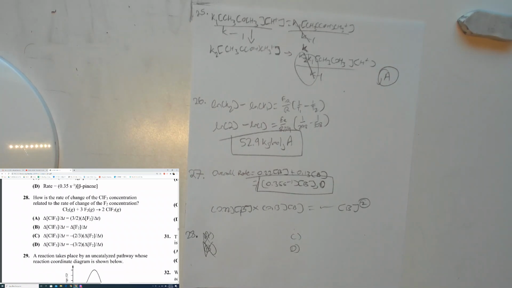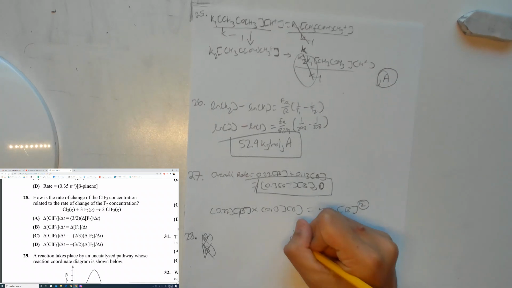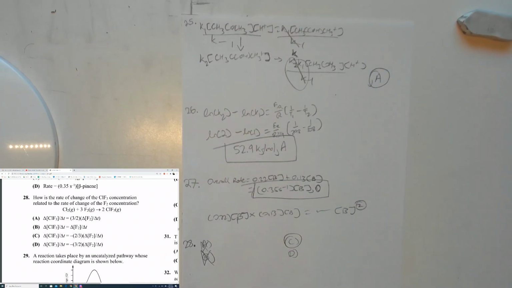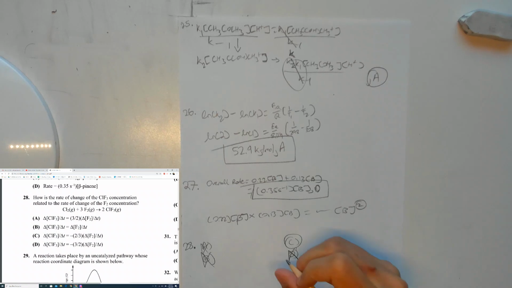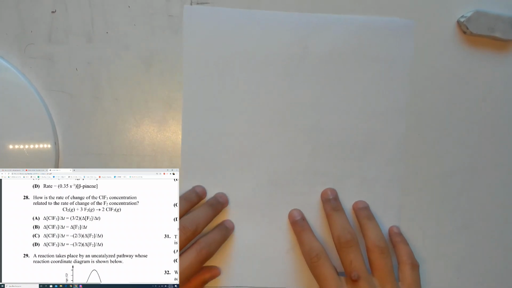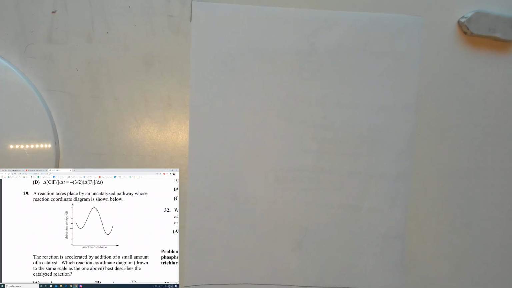As you can see, C is the correct answer, because it tells us the correct thing. As F2 decreases, ClF3 increases, and ClF3 increases at a lesser rate because its coefficient is 2 rather than 3 for fluorine. For every 3 fluorine that goes away, 2 ClF3 forms. So that's what the equation implies in C. D is wrong because it implies the opposite. So C is our correct answer. Moving on. 29.